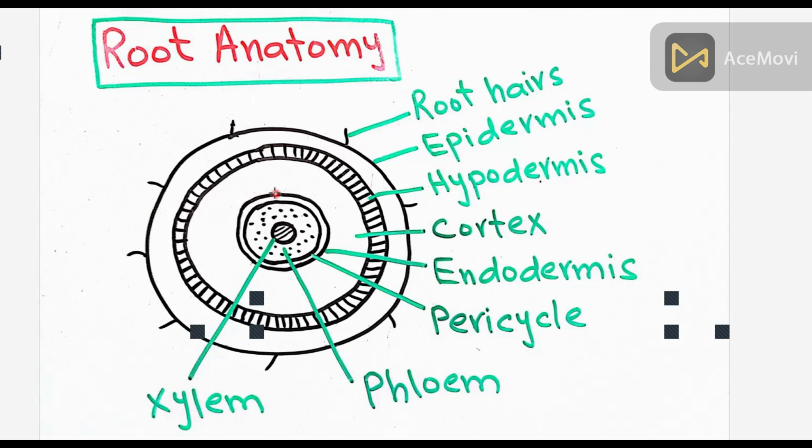It is usually inconspicuous. Next to endodermis is a single-layered pericycle that surrounds the vascular tissues. The stele is protostele. Xylem occupies the center while the phloem surrounds it.